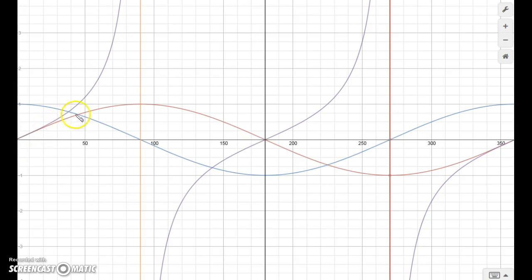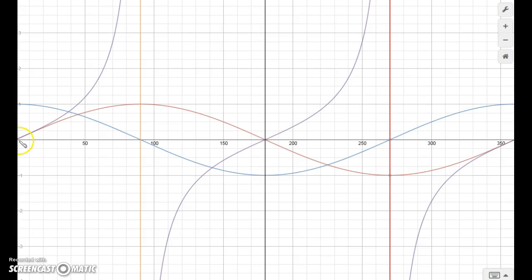So we've plotted the sine graph, which is our red graph here. Also plotted the cosine graph, blue line there, and also our tan graph as well, sort of purplish line there. And I've also put in the lines x equals 90, x equals 180, and x equals 270. Now what I'm going to do is look at the quadrants of this diagram.